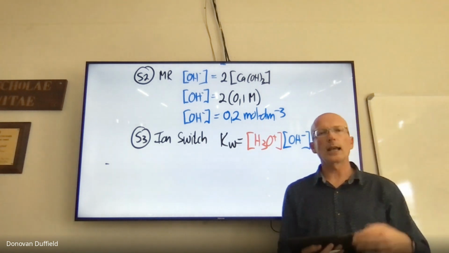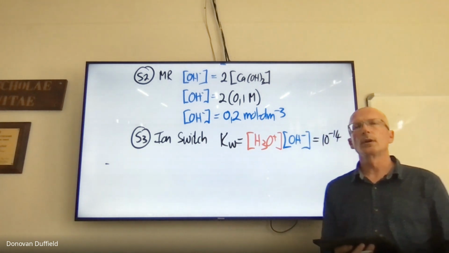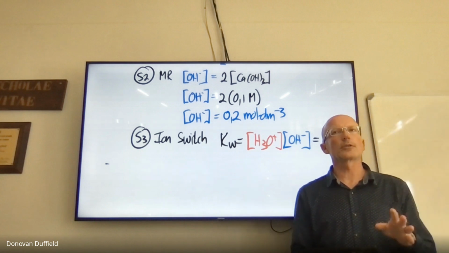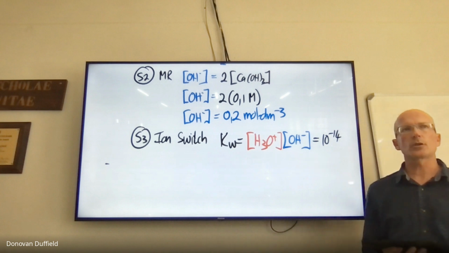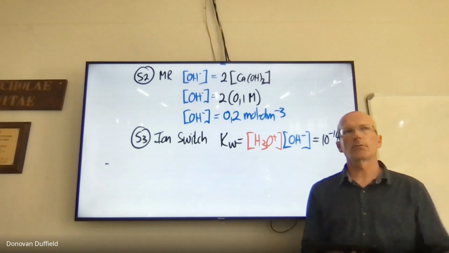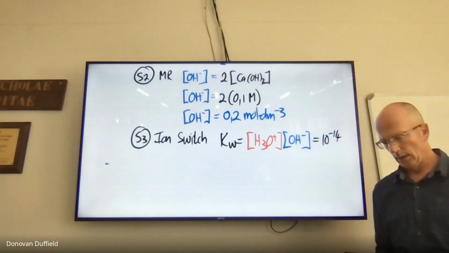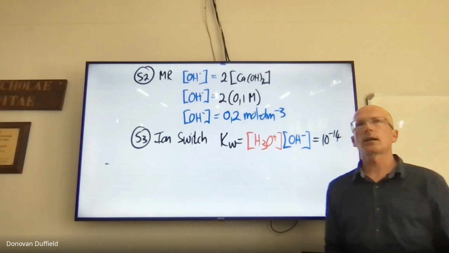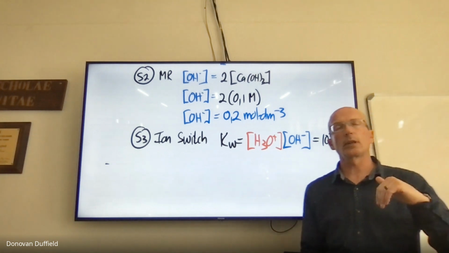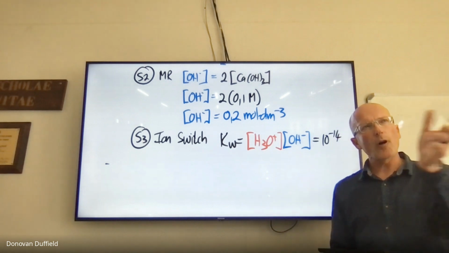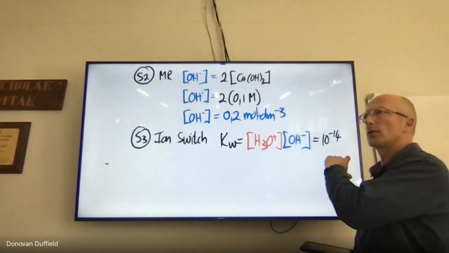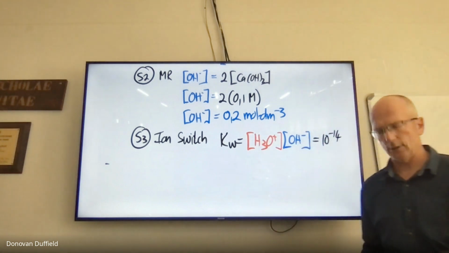at 25 degrees Celsius. Next year, when you do chemical equilibrium, you will learn that the equilibrium constant is dependent on temperature. If you change the temperature, you change the K value. The K value, the Ke or Kc, which we call the equilibrium constant, is a measure of how far an equilibrium is shifted to the right or to the left. We'll do that next year.